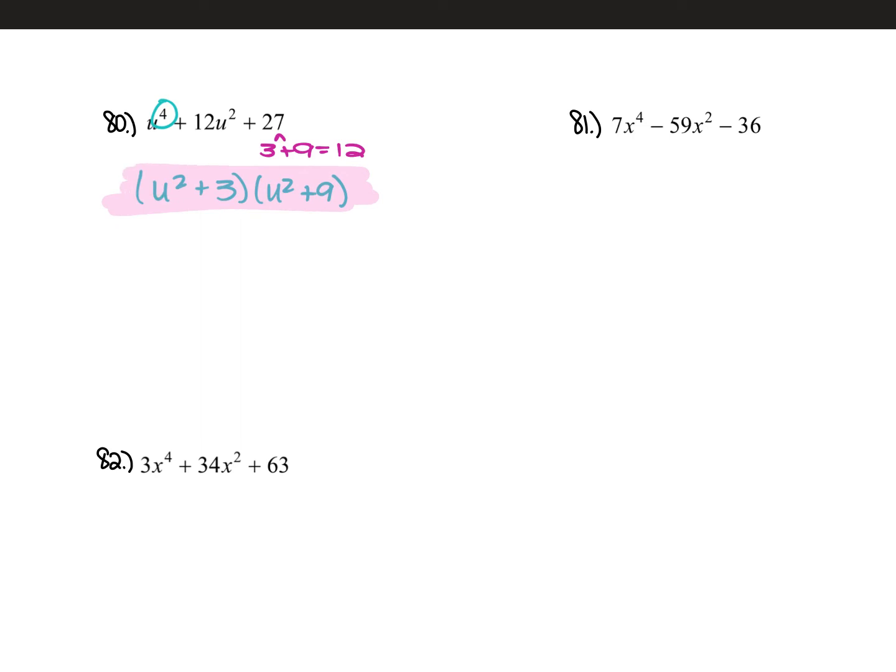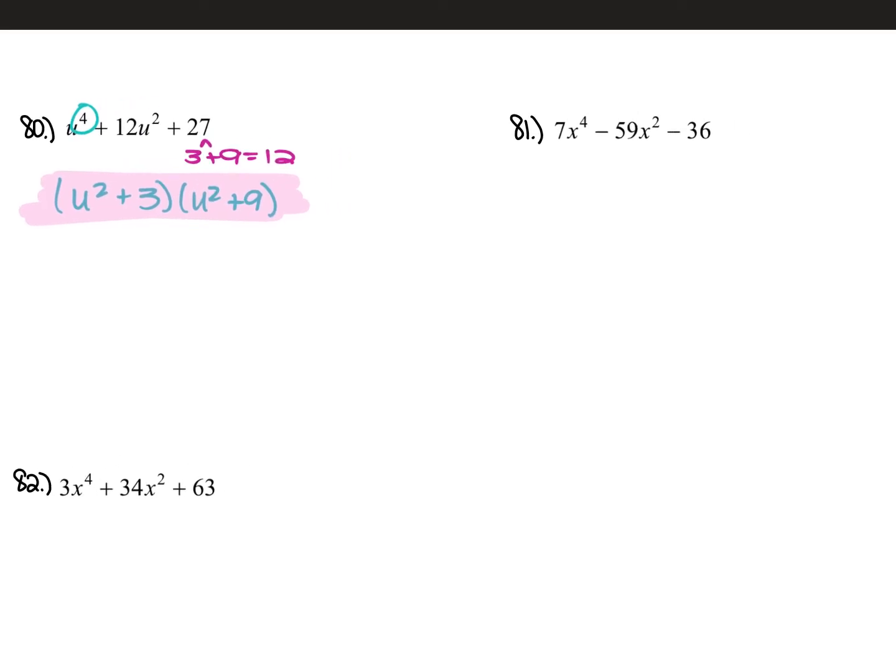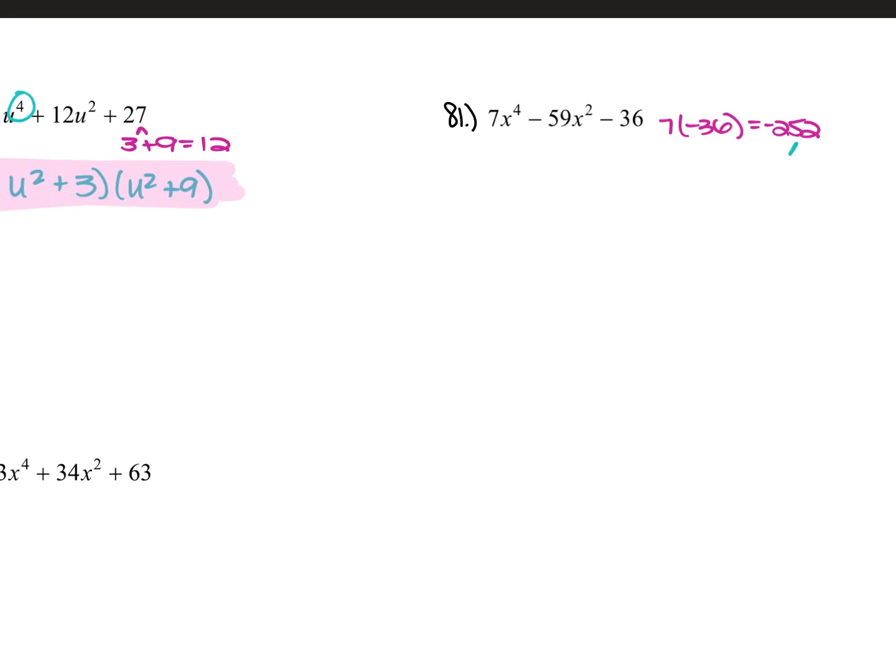For 81, you have 7x to the 4th power minus 59x squared minus 36. Multiply your a and your c. So 7 times negative 36 is negative 252. Find the factors of negative 252 that add up to be negative 59. If you take 4 and negative 63, that would give you the negative 59 that you're looking for. So we can rewrite this as 7x to the 4th power plus 4x squared minus 63x squared minus 36.